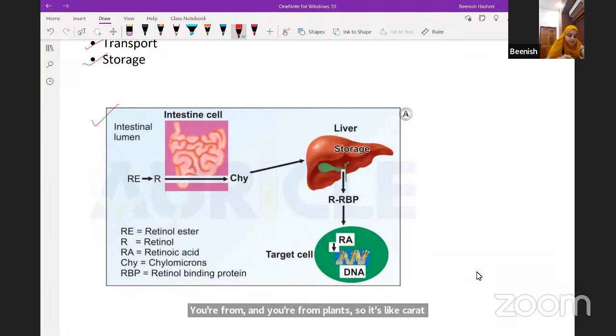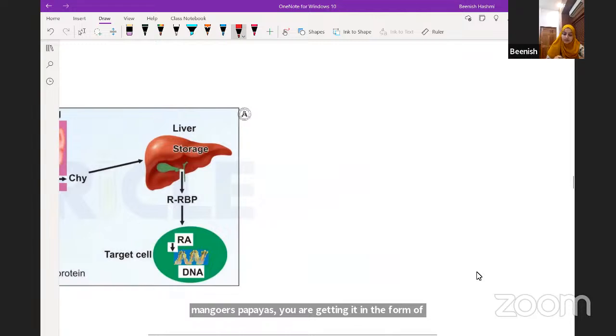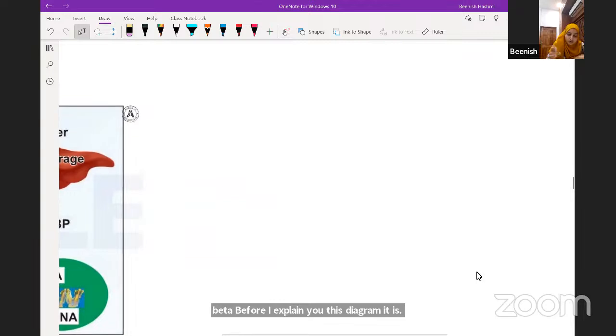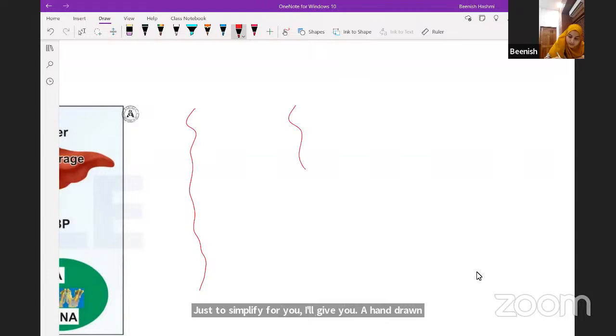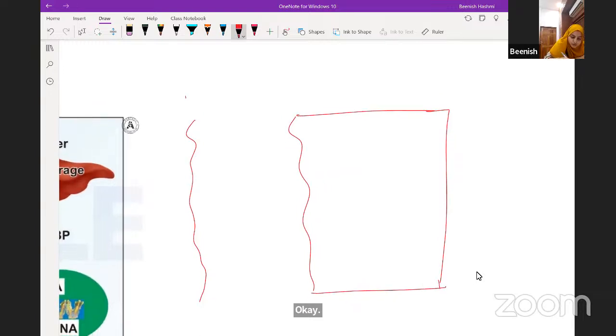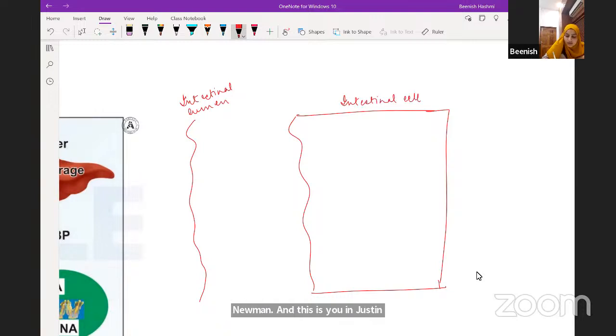Before I explain this diagram, just to simplify for you, I'll give you a hand drawn diagram. Okay, so it'll be better for you to understand. Now let's assume that this is your intestinal lumen and this is your intestinal cell. Okay, now what happens is your vitamin A, you're taking it through diet.